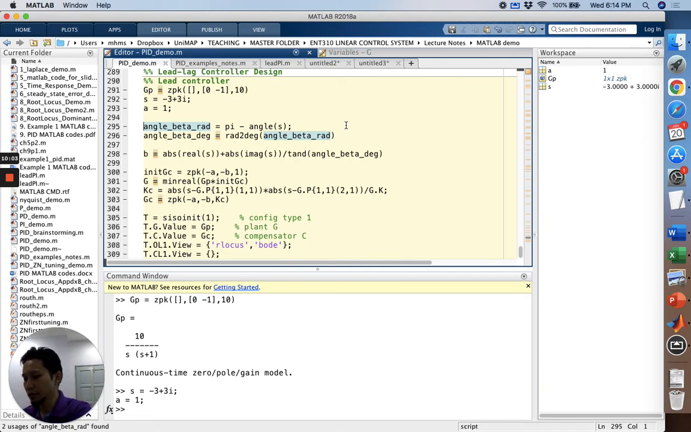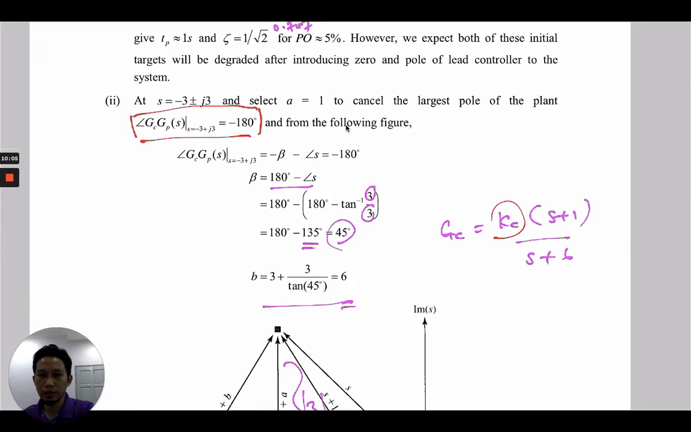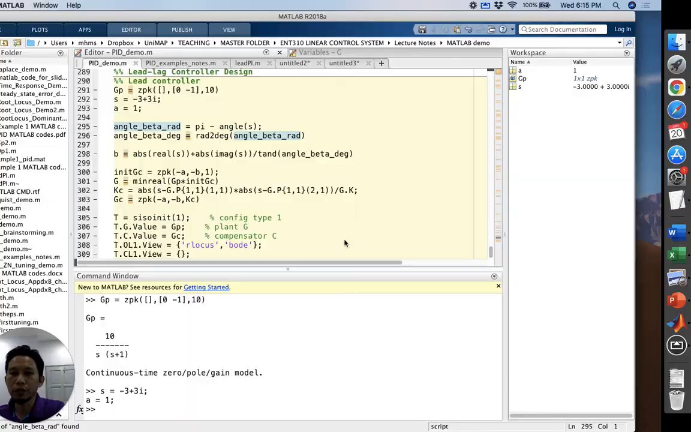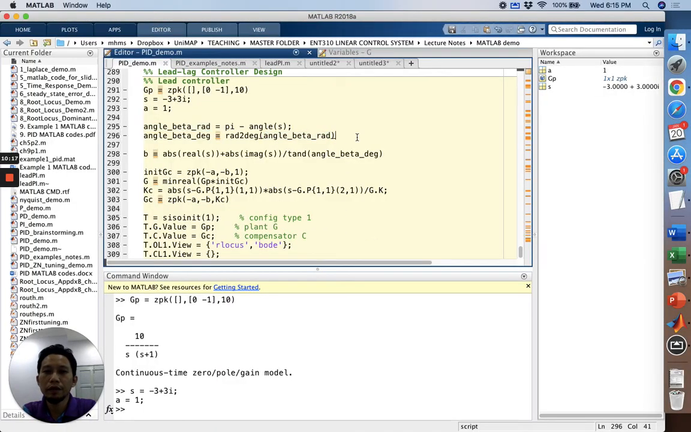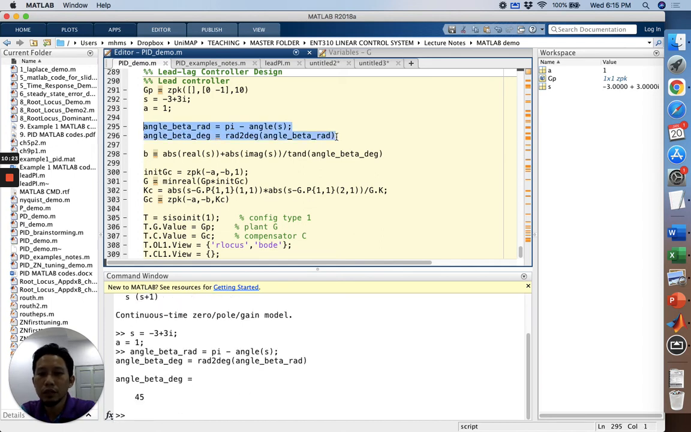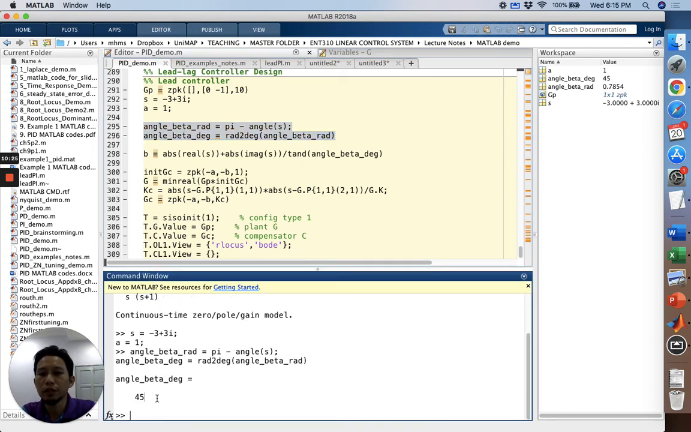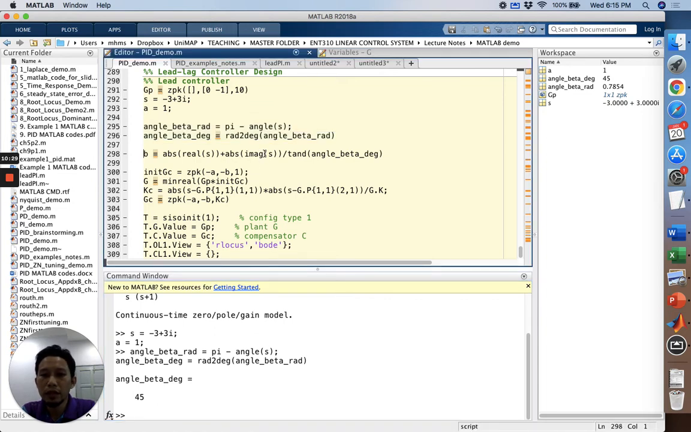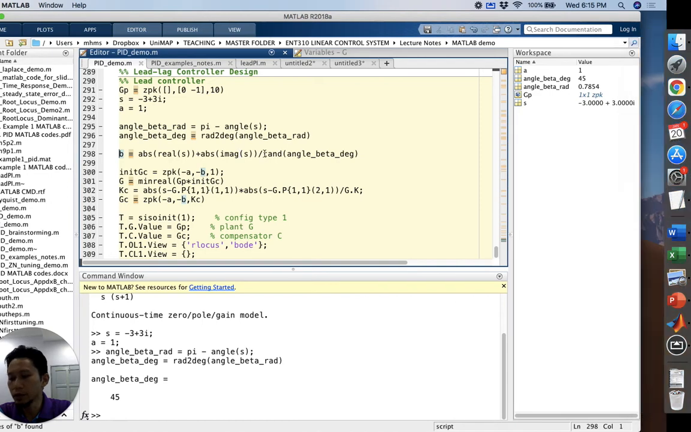Okay, let's look at this. So we have here 180 is pi minus the angle of s here, and then we can convert it into degrees. We can use rad to degree to convert it, and then what we get is 45 degrees.